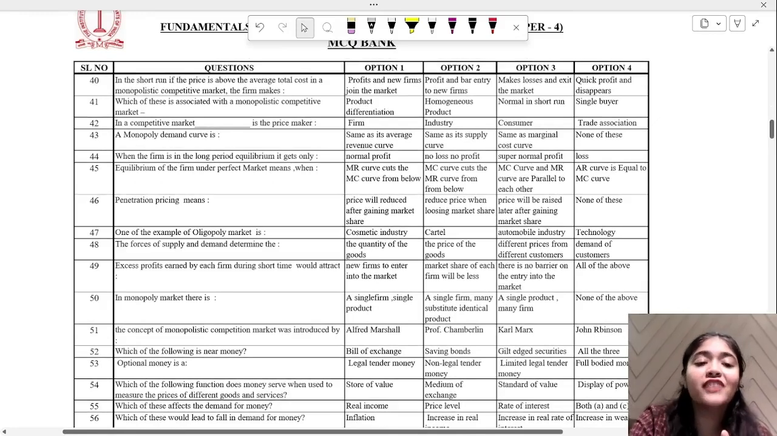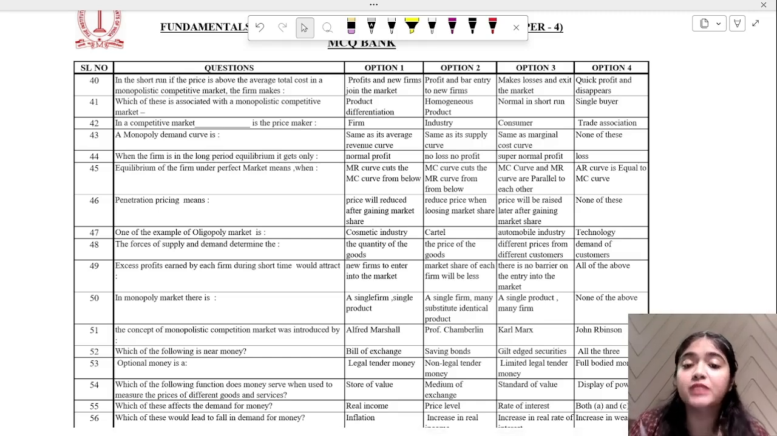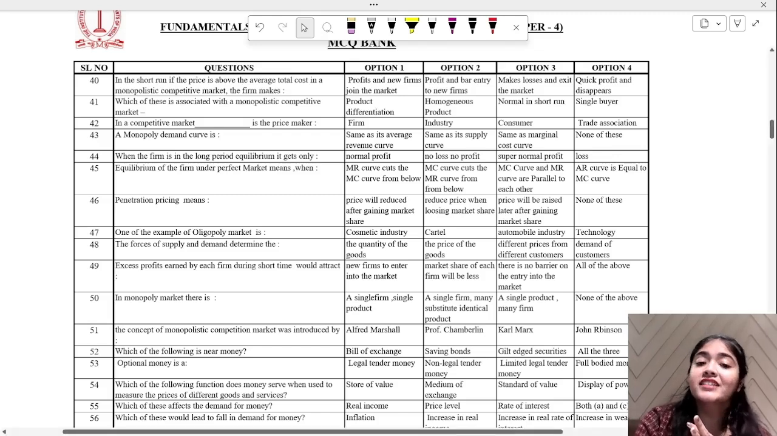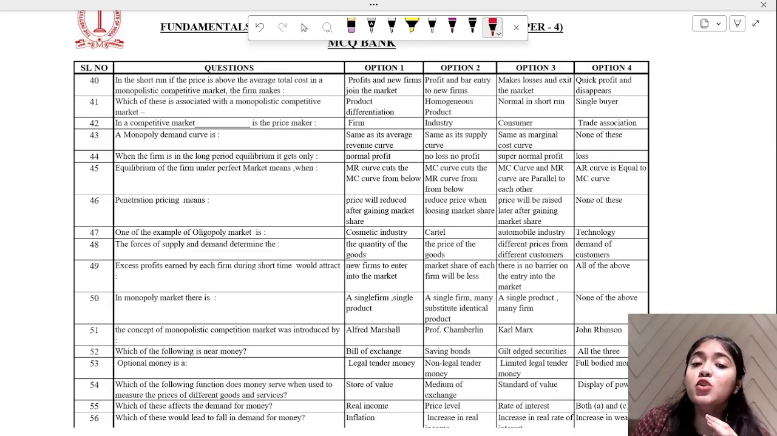In the short run, if the price is above the average total cost in a monopolistic competitive market, the firm makes profits and new firms join the market. Options: profit and bar entry to new firms, makes losses and exit the market, or quick profit and disappears. Yes, it's correct. Option number one, profit and new firms join the market. Everyone can enter now, so new firms join the market.